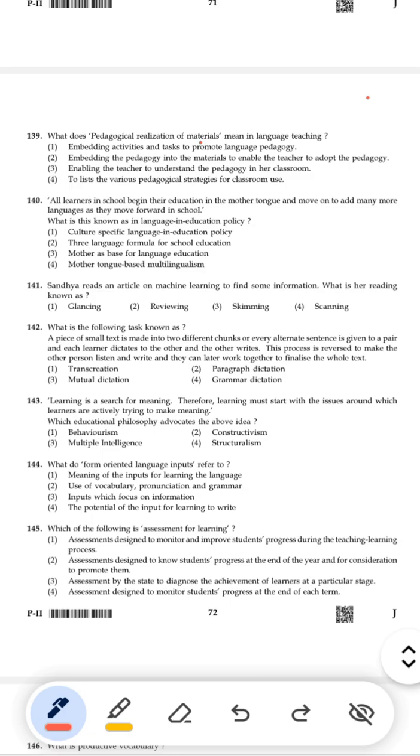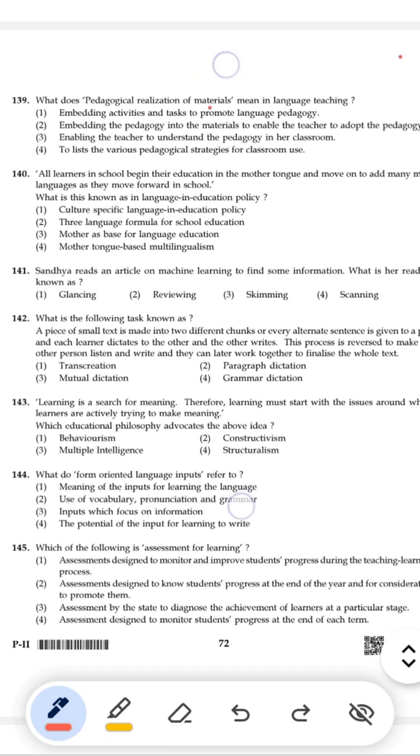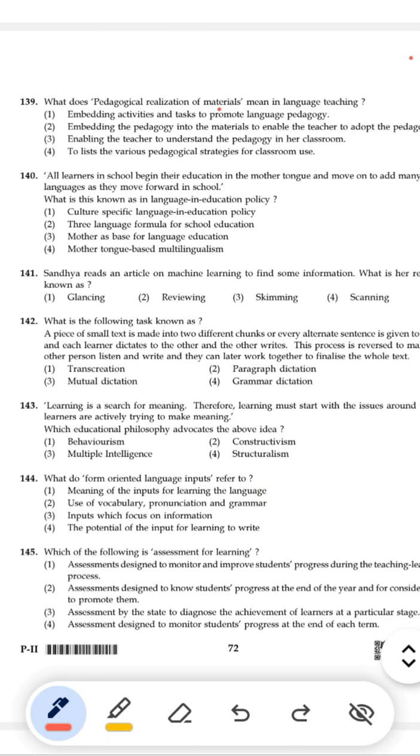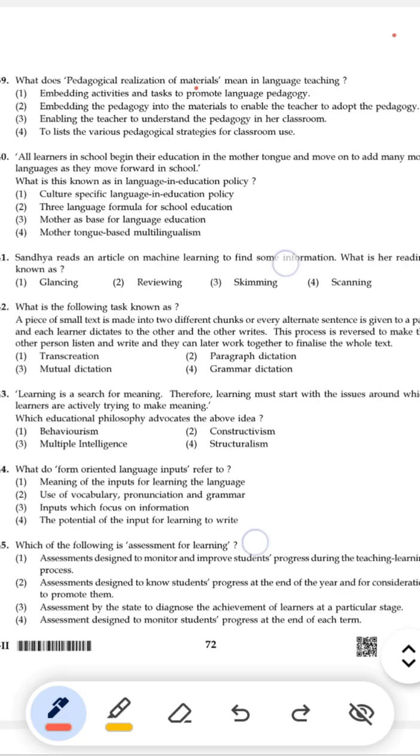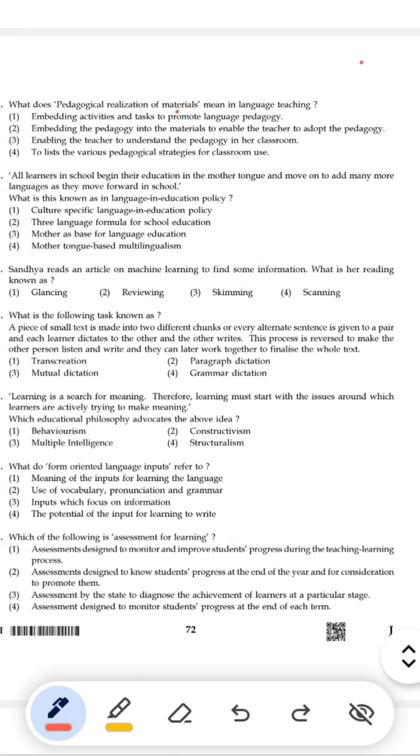Moving on to question number 139. What does pedagogical realization of materials mean in language learning? The options are: embedding activities and tasks to promote language pedagogy; embedding the pedagogy into the materials to enable the teacher to adopt the pedagogy; enabling the teacher to understand the pedagogy in her classroom; and option 4 says to list the various pedagogical strategies for classroom use.